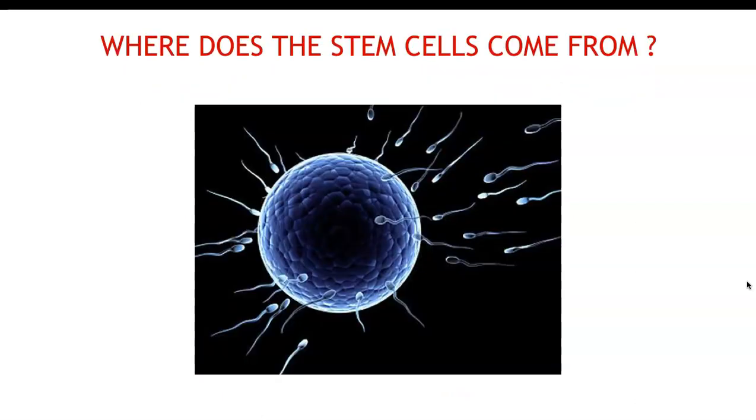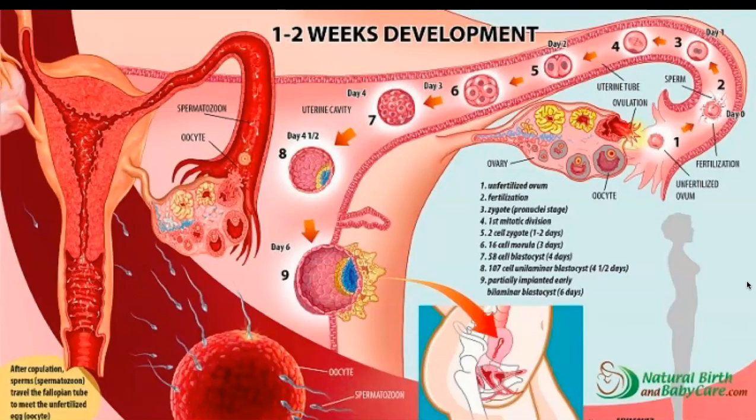Now, where do these stem cells come from? If we see the life story, it starts with a sperm and an ovum. They undergo fertilization and then a zygote is formed. Zygote, that is the pronuclear stage. Then the first meiotic division, a 2-cell zygote is formed, then a 16-cell morula is formed, then the blastocyst is formed. Then the placenta is formed and then the baby is formed.